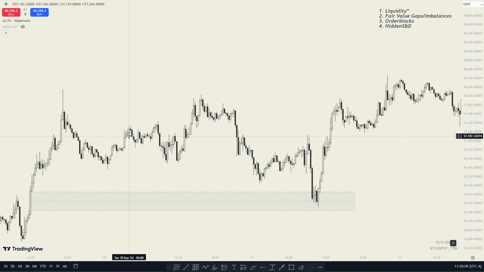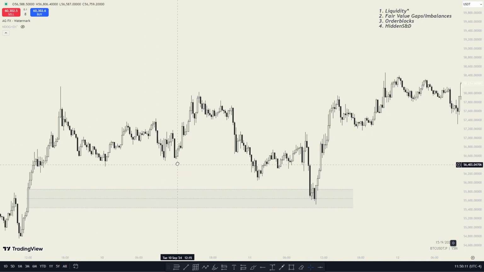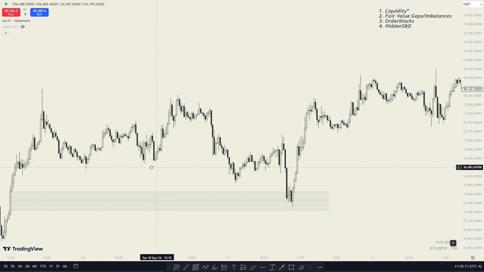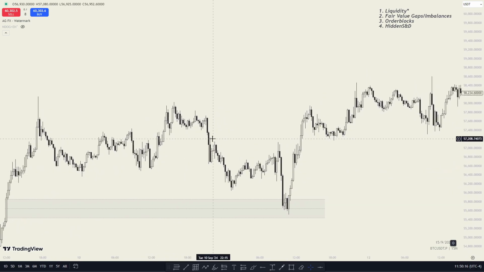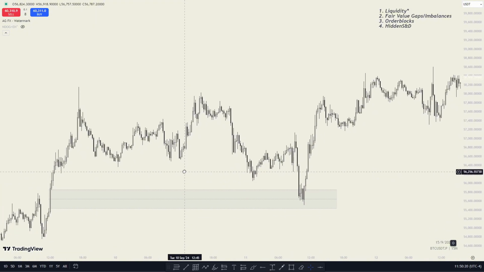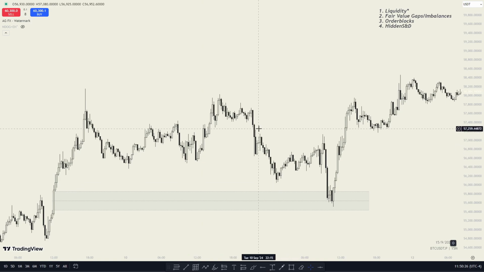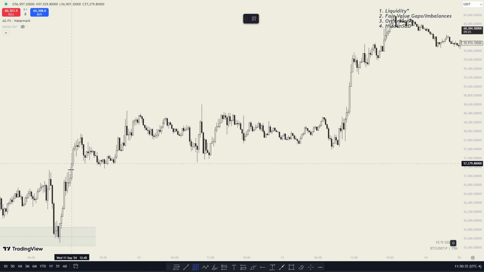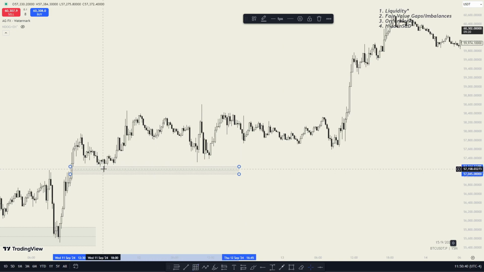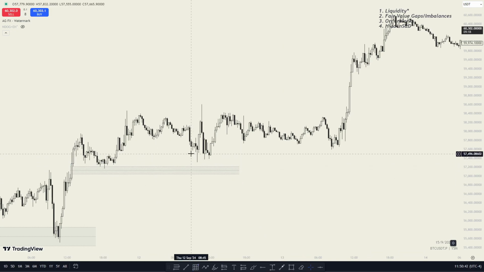Now I'm not going to get into details of how to pick the right one. I'm just going to show examples, because here you might see that they did not work. How to understand which one will work and which one won't, you will learn in the next lessons, because obviously these gaps are everywhere and not all of them are getting respected. Here is an example of another fair value gap, and as you can see, we didn't reach the midpoint.